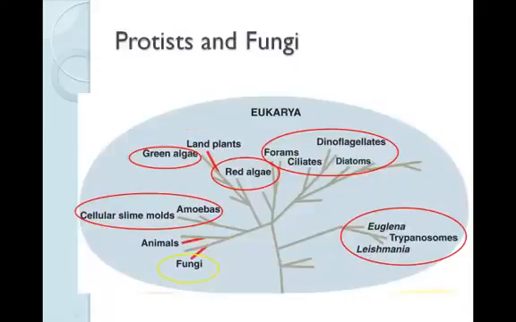In this episode we'll look at some examples of organisms in the domain Eukarya, including the protists, a very diverse group of organisms that are circled in red, and we'll look at the fungi, a group of organisms that are nature's recyclers and are circled in yellow in this tree.